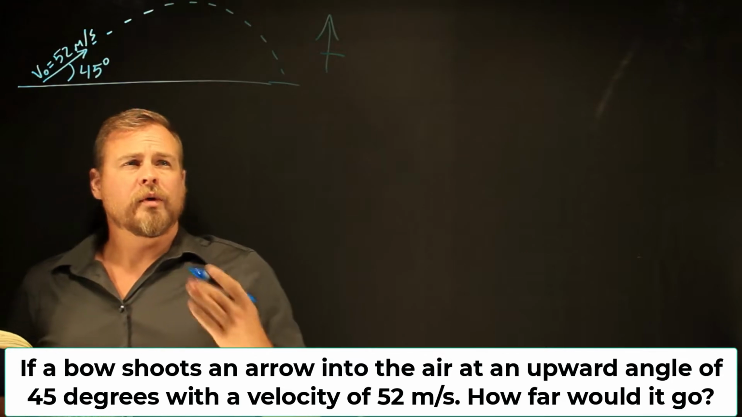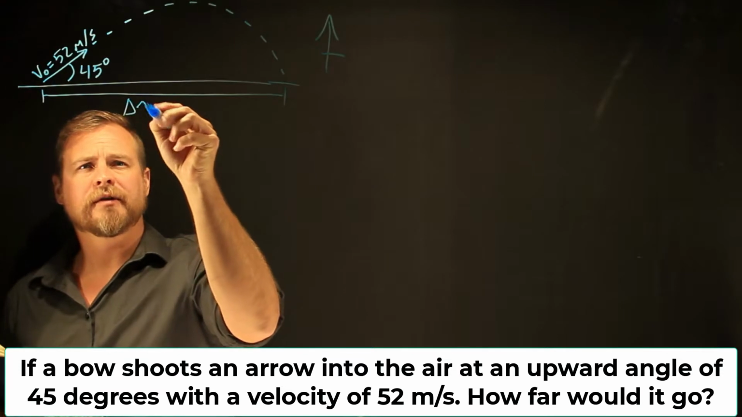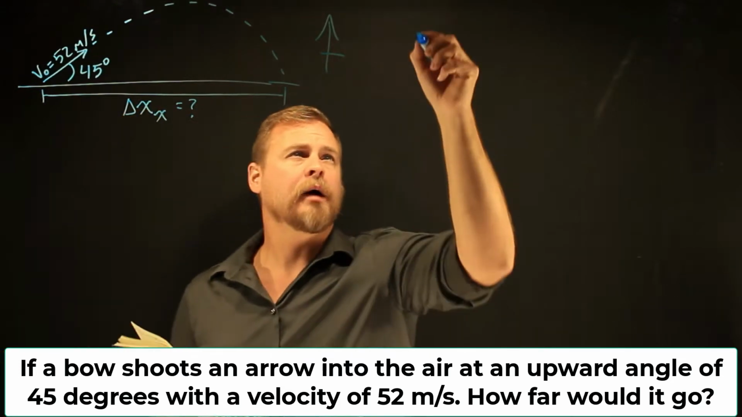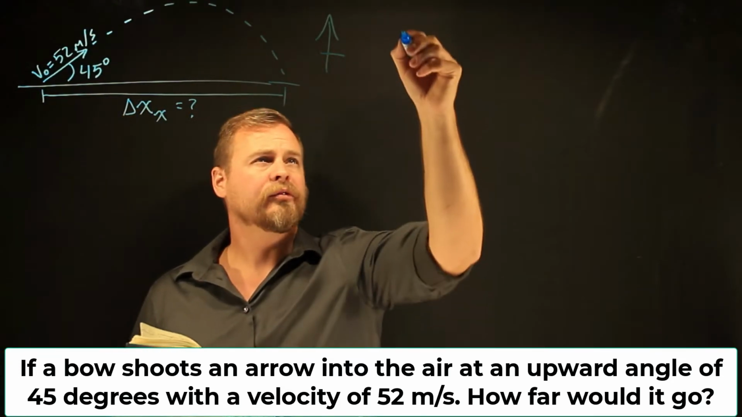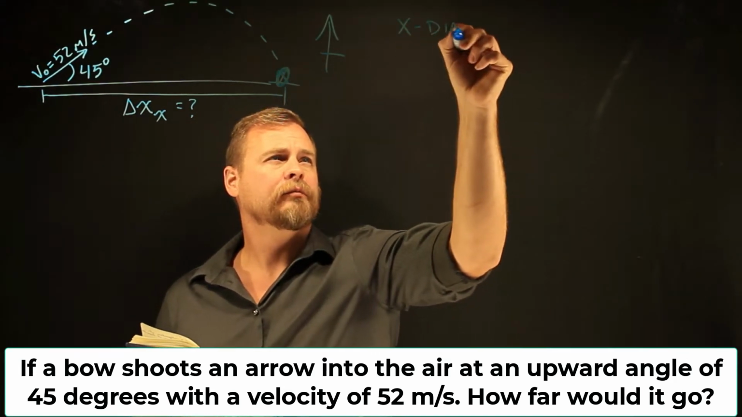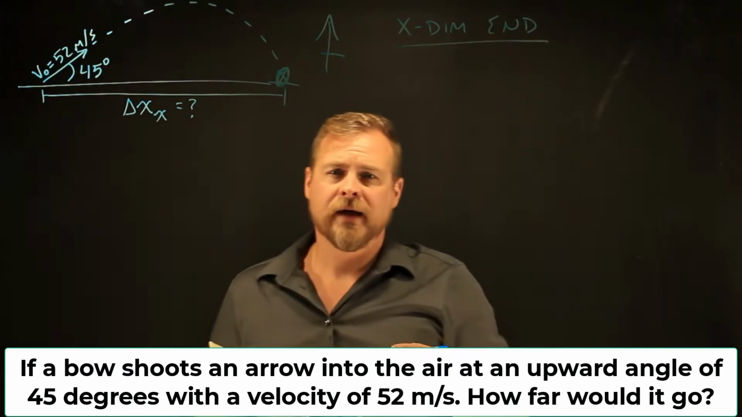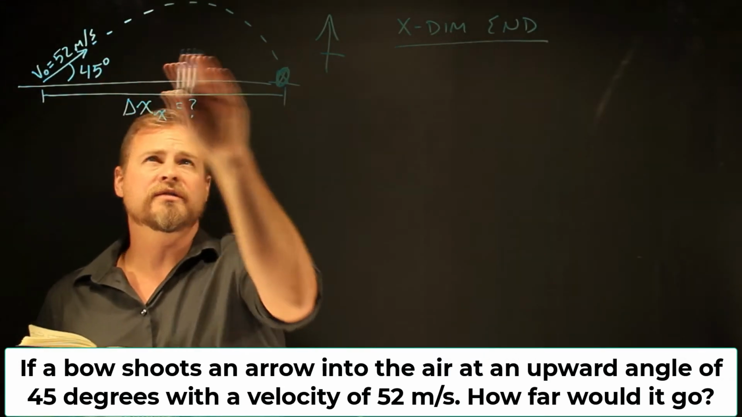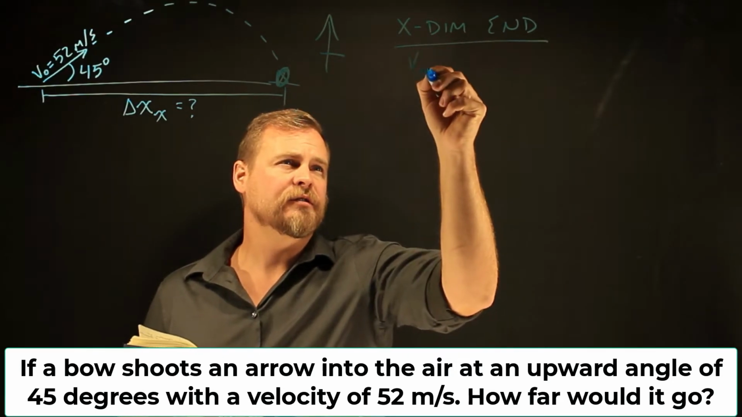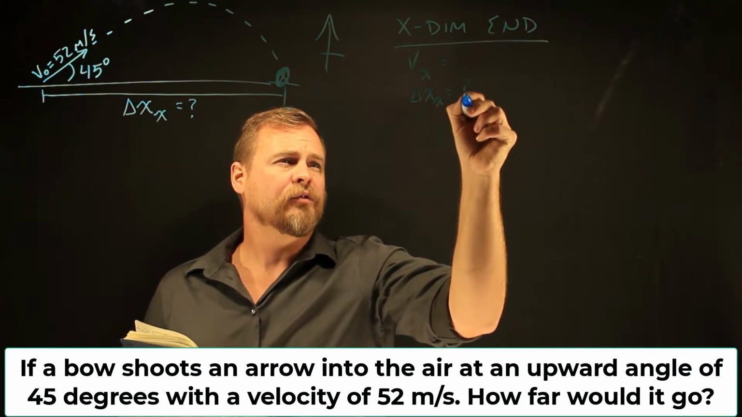Okay, so the question is asking how far I would go. So that's delta x in the x. So in order to solve that, my variables, I'm going to need to look at this point right here. So x dimension at the end. And we know from the horizontal launch lab that in the x dimension, all of the horizontal velocities are the same. And so my v is just v sub x. My delta x in the x is what I'm looking for.